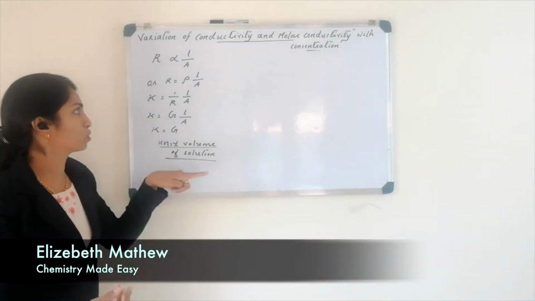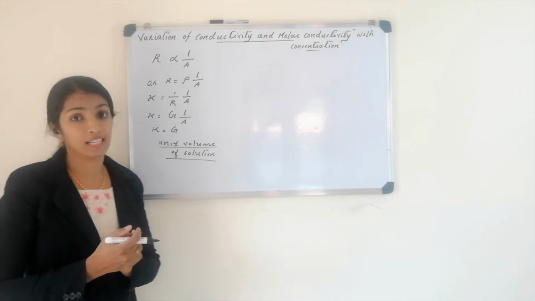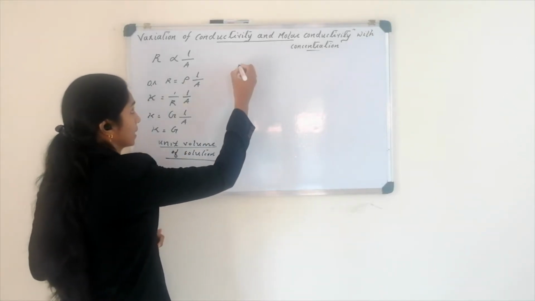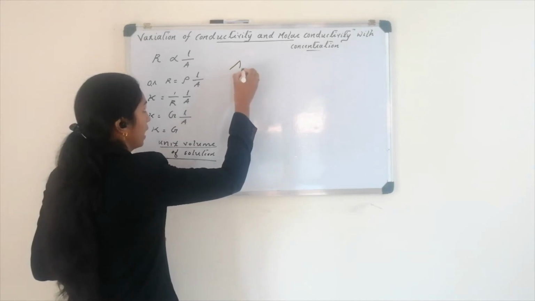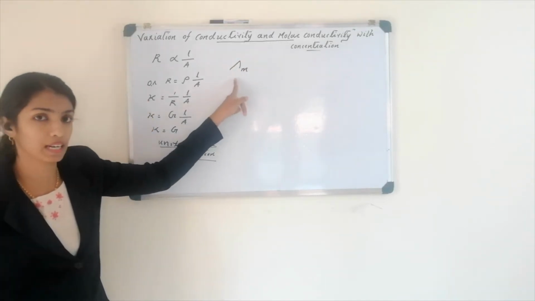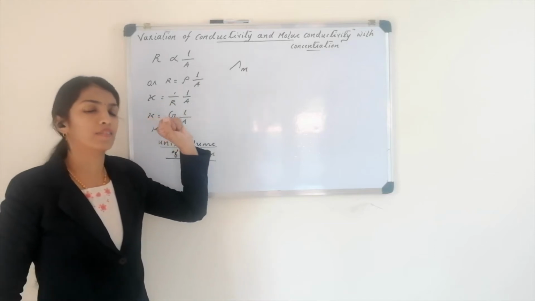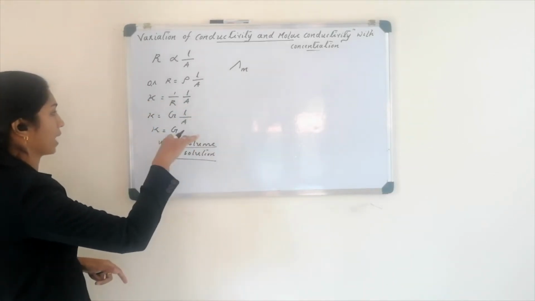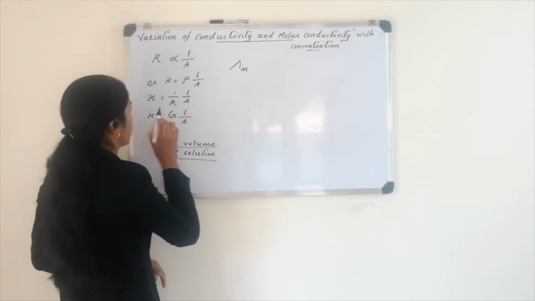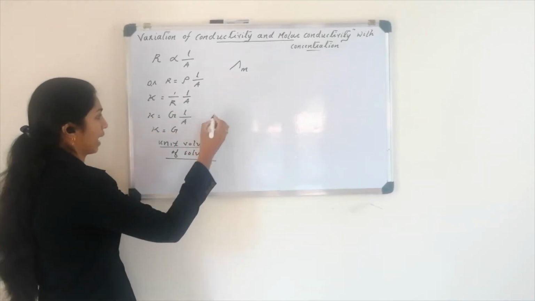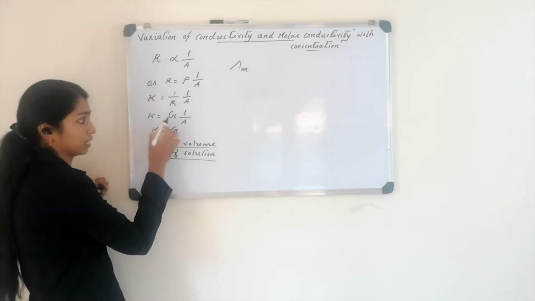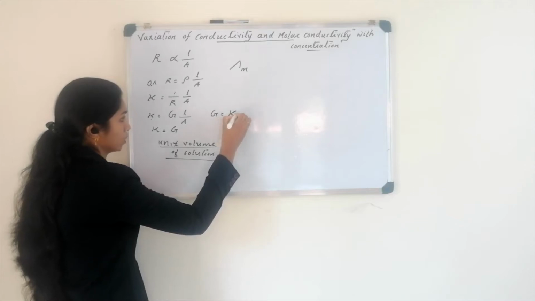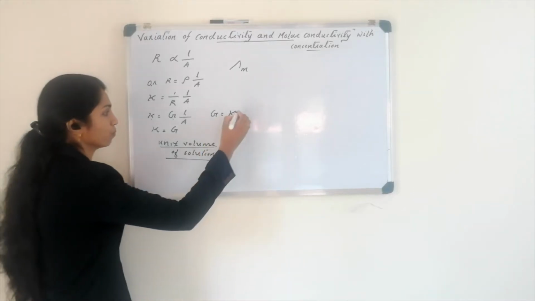Then next let's come on to the term molar conductivity. Molar conductivity is denoted by the symbol lambda m. This is capital letter lambda, and molar conductivity is denoted by the symbol lambda m. And from this equation, conductance is equal to conductivity kappa into A by L.